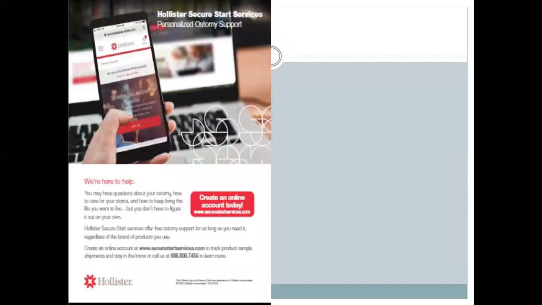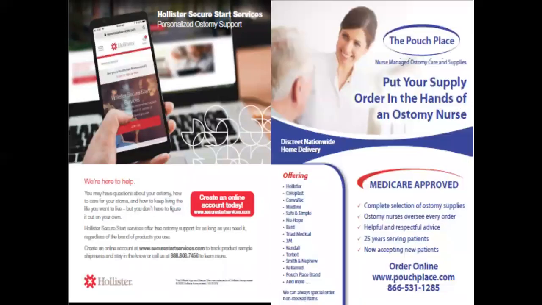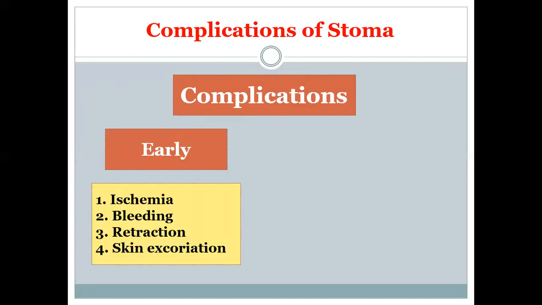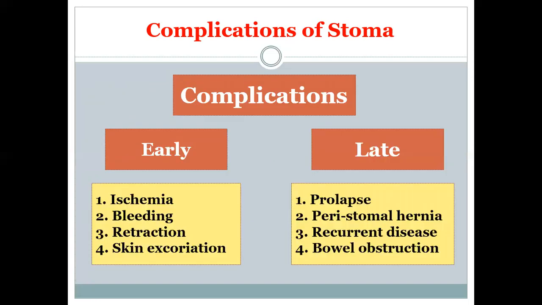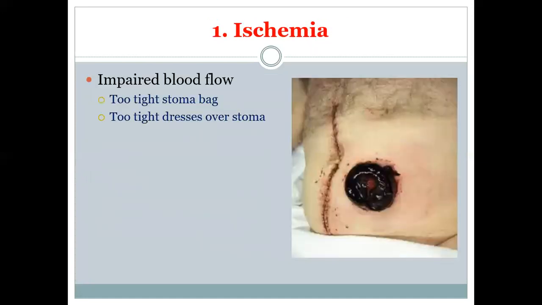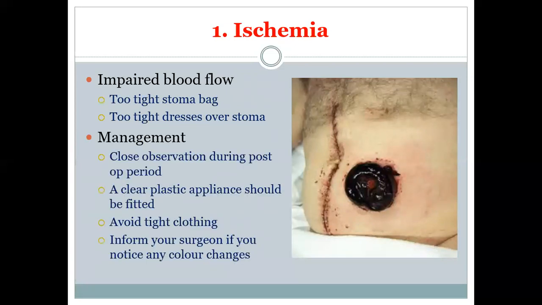We can see also that there are some applications now to help the patient, and of course medical care, either by nurses or special dietitians or special doctors for the care of the stoma and the ostomy. Well, of course, it comes with complications: early complications like ischemia, bleeding, retraction, or late complications like prolapse or hernia. Ischemia, of course, is when there is impairment of blood flow, where the bag is tight or the dressing is tight. Of course, the management is close monitoring.